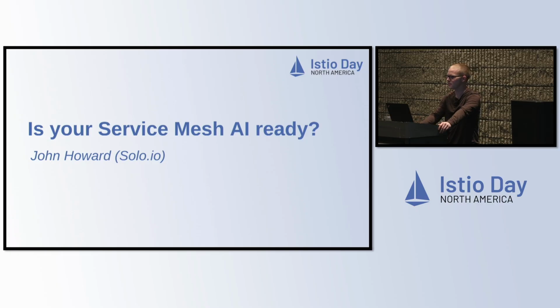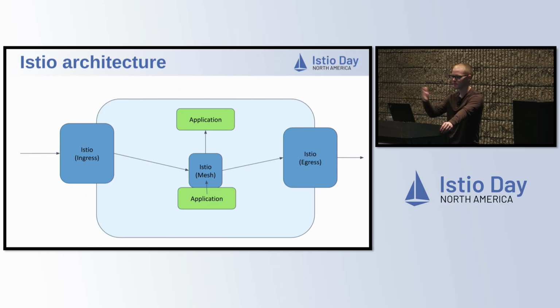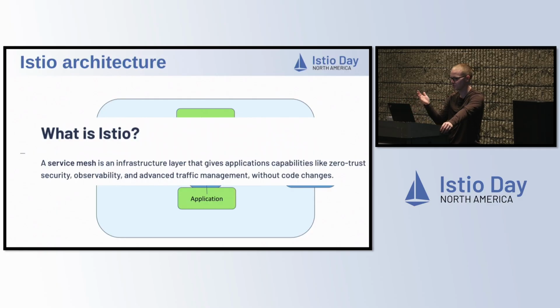When we first started hearing about this, I kind of thought, I get the question, do I need a service mesh to run my AI, or can I use my service mesh to help with my AI problems? And I said, of course you can. This is a service mesh architecture. You have your ingress, your egress, and your service-to-service traffic. Istio is designed to be this agnostic layer that gives your application zero trust security, observability, advanced traffic management. Your AI applications are just applications, right?